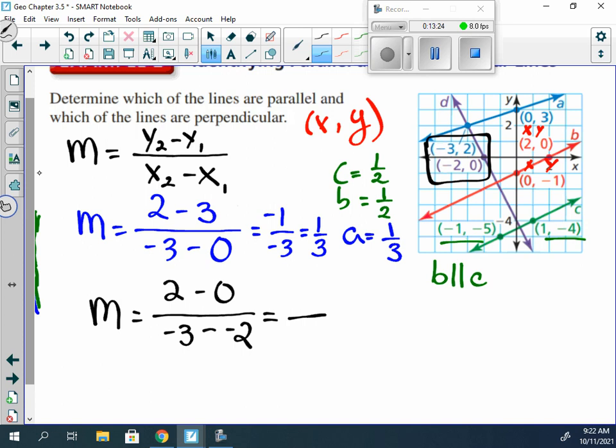Now at this point here, again, we could type this into a calculator. Or if we do this by hand, 2 minus 0 is 2. Here a negative and negative make a positive, so -3 plus 2 is -1. So that tells me the slope of line D is -2. It's going to be -2. Any questions on any of this here?